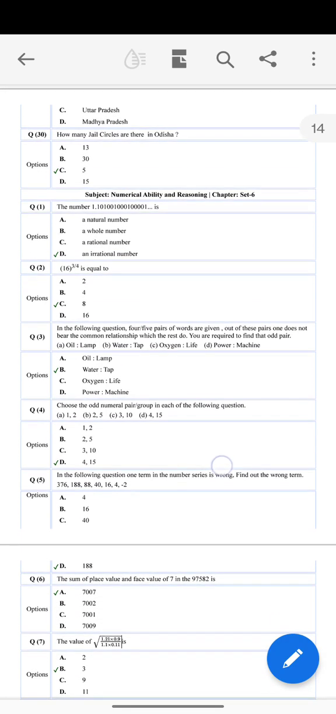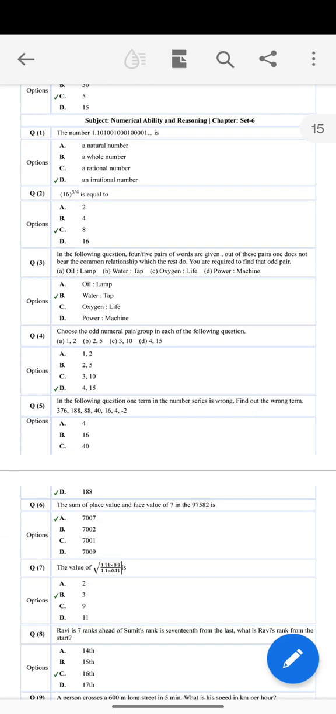Okay, now let's move forward, and we have a last section, that is numerical ability and reasoning chapter. Now again 30 questions were asked from this section too. Okay, so let's see. The very first question is the number 1.10 dash is. So in this question you have to answer whether it is a natural number, whole number, rational number or an irrational number. Okay, now again question number 2 is 16 3/4 is equal to.